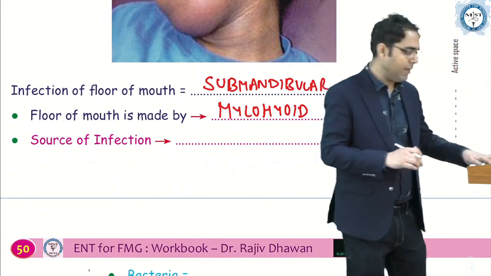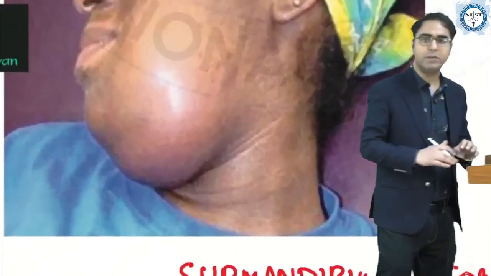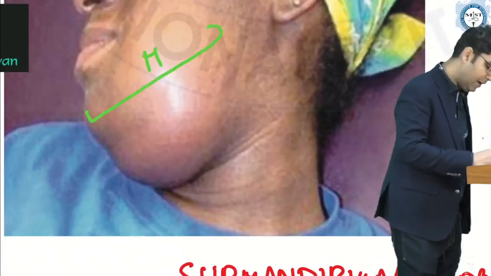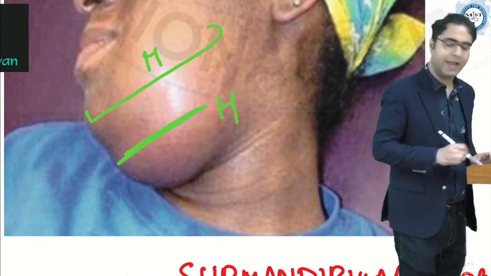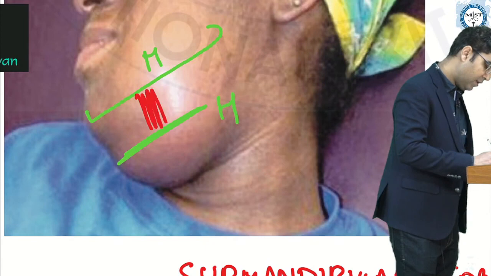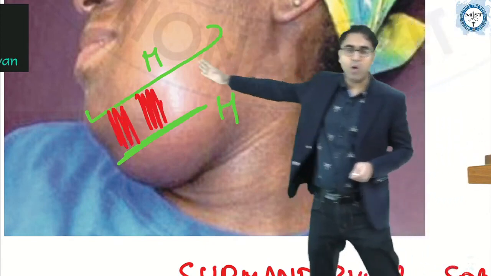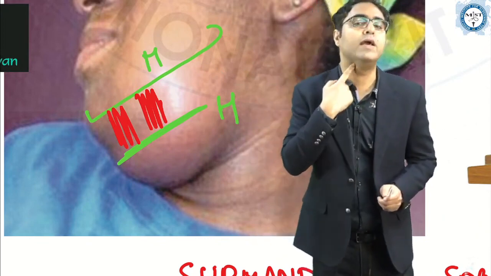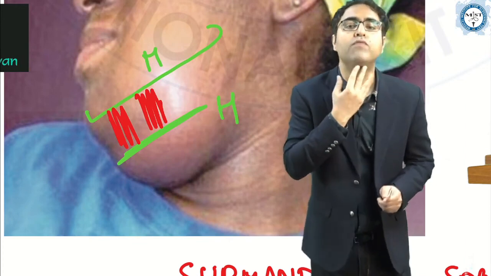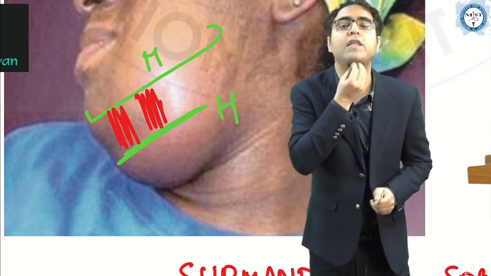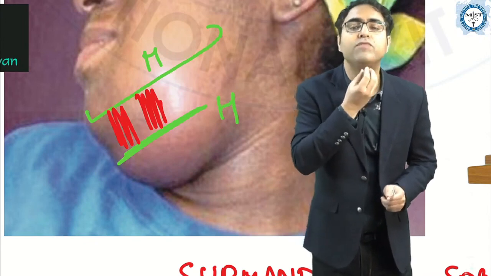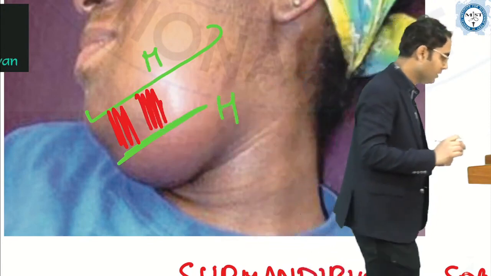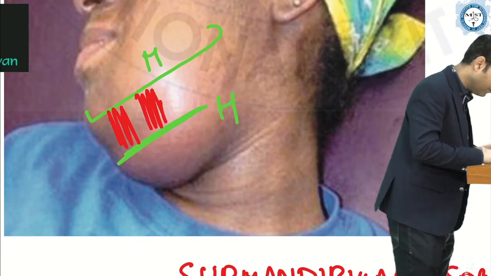Mylo means mandible. Can you see the mylohyoid muscle? Everybody look at the screen. This is your mandible. What is this bone? H. What is H? Hyoid. Can you see there is a muscle here and here. What is the name of this muscle? Mylohyoid muscle. One mylohyoid here, one mylohyoid here. This is the floor of mouth. Floor of mouth is also called submandibular space, this area below the chin. And this floor of mouth is made by which muscle? Mylohyoid muscle. Okay, bache? Fine.